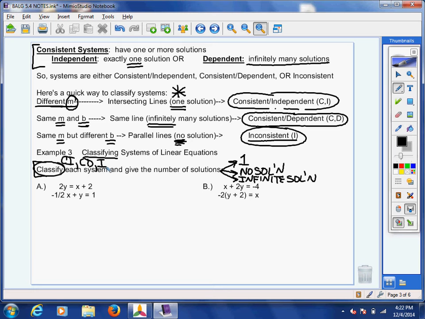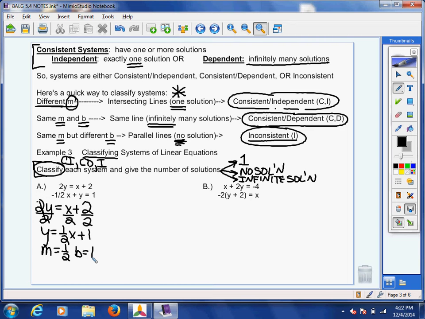Let me demonstrate A and B for you. A is not in any particular kind of form yet. It's almost slope-intercept form. We just need to divide everything by 2. Now the reason why I'm putting it in slope-intercept form is because that tells me some important piece of information. It tells me what the slope is, and it tells me what the Y-intercept is. Okay, that's important. I need to know that so I can make my comparison.